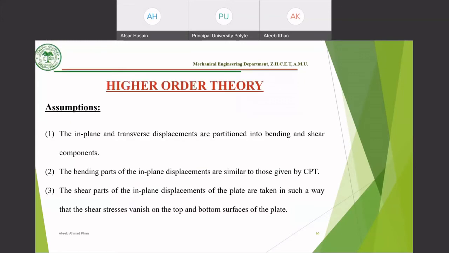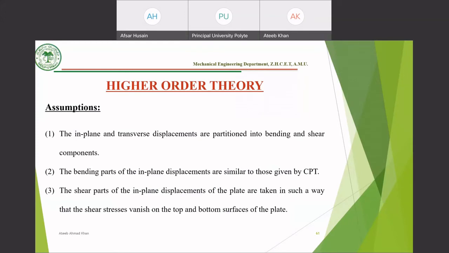Now coming to the next theory, which is the higher order theory, again given by Dr. Kim and Chow. First of all, I'd like to tell you the difference between third order theory and the higher order theory given by Kim and Chow. In this theory, we have only 4 unknowns. So the computational effort is again reduced when compared to the third order theory. And it gives you the parabolic distribution of shear stresses and shear strains. So it is as good as third order theory.